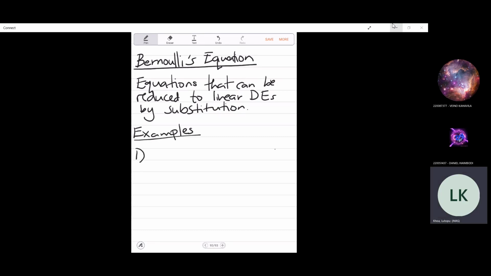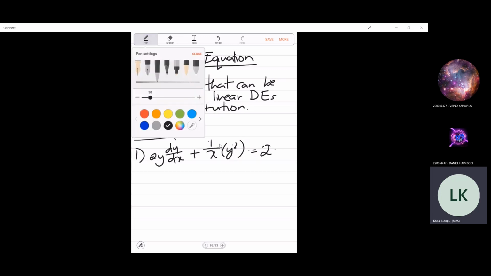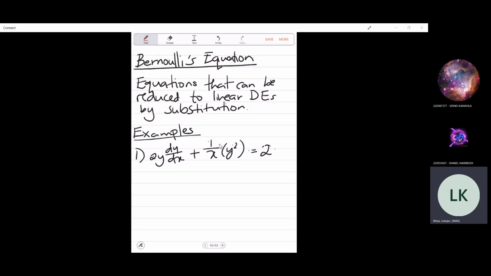First one, we have 2y dy dx plus 1 over x times y squared is equal to 2. Okay, so here we know that a linear differential equation must look like this. We have dy dx plus p of x times y, and this is equal to q of x. So this is what a linear differential equation must look like.